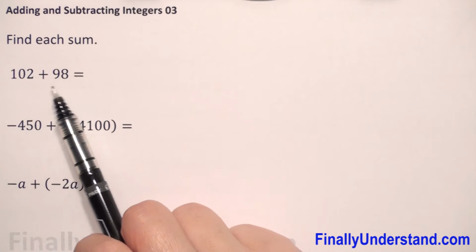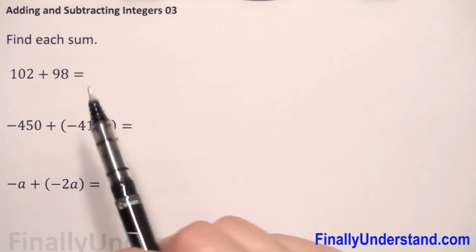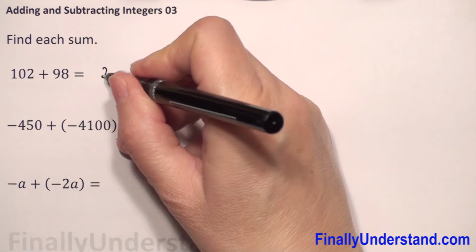We have addition of integers. In the first example, we have 102 plus 98. And 102 plus 98 is 200.